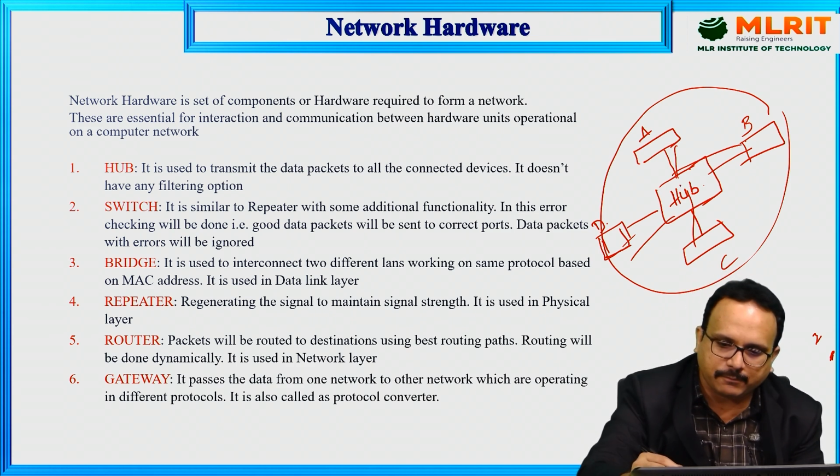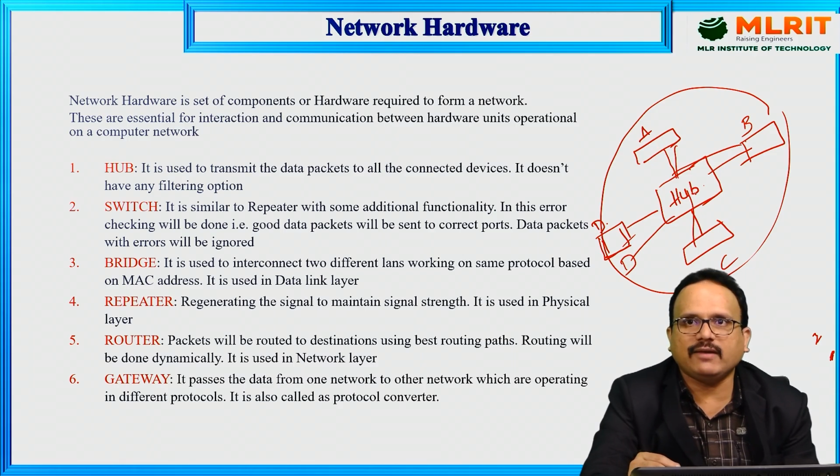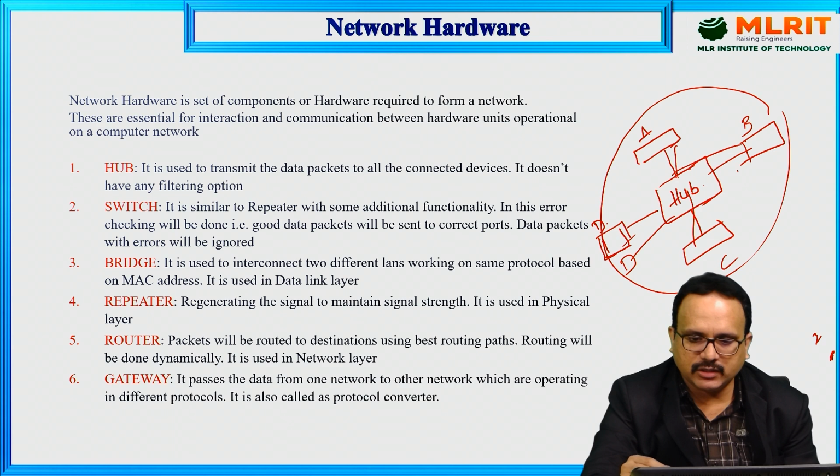So for example, if the actual address is for a particular device D, what happens here? Whenever the data is transmitted by the hub to A, A will check the address and cross-verify it with its own address. If both of them match, it is going to take that data. If a mismatch occurs, it is going to discard that data. In the same way B, in the same way C.